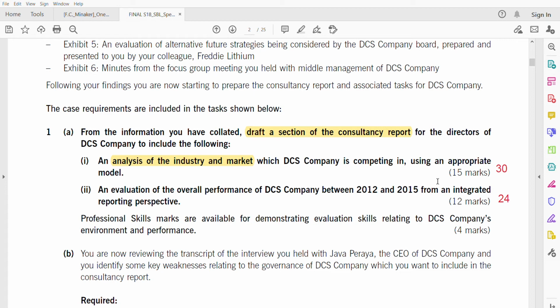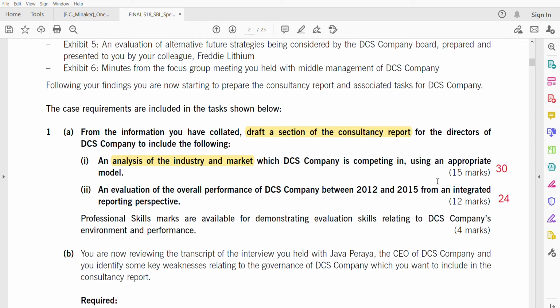Whenever you are in doubt about which model to use, always read the question and see what the keyword is. For example, the keyword I've highlighted, analysis of industry and market. What model comes into your mind when you think of this analysis of industry and market? Porter's 5 forces, exactly. Whoever thought about Porter's 5 forces, please clap for yourself. It is Porter's 5 forces only, right?